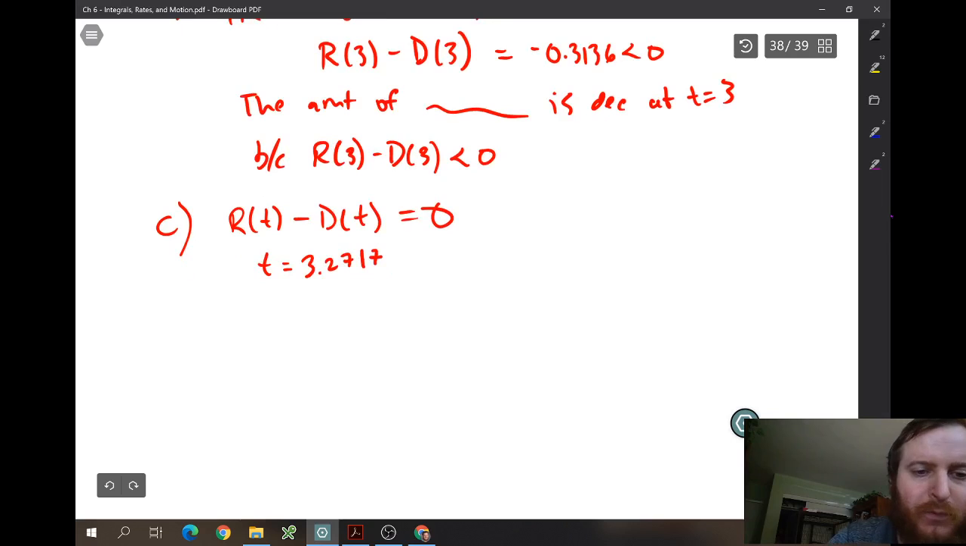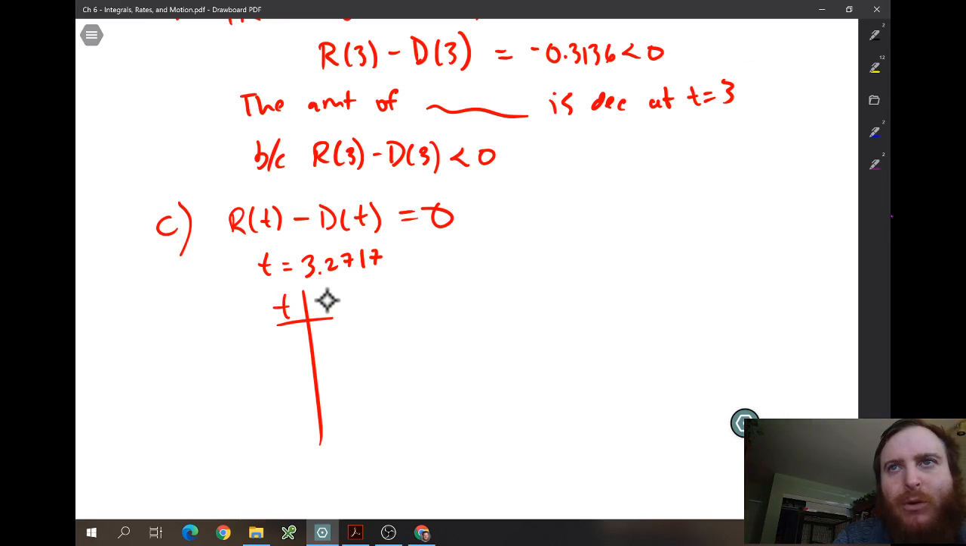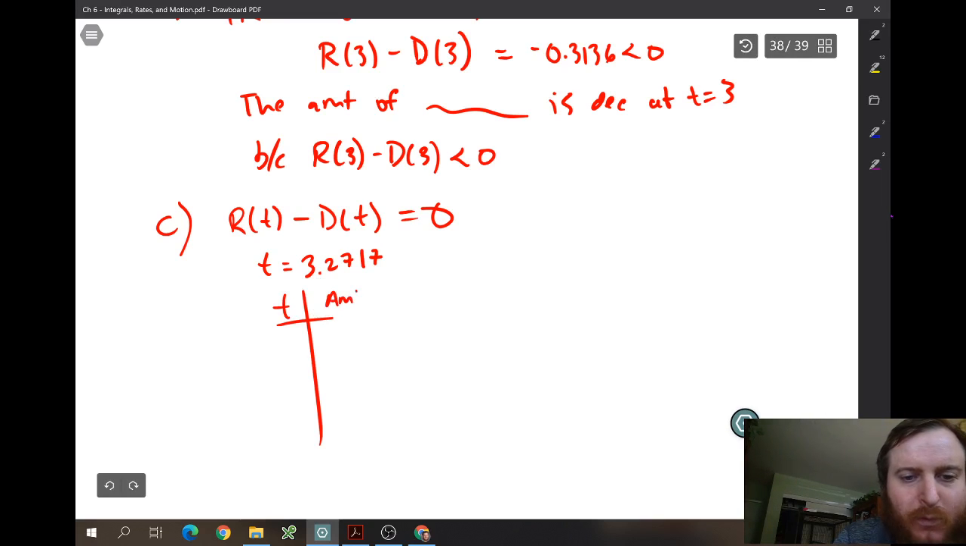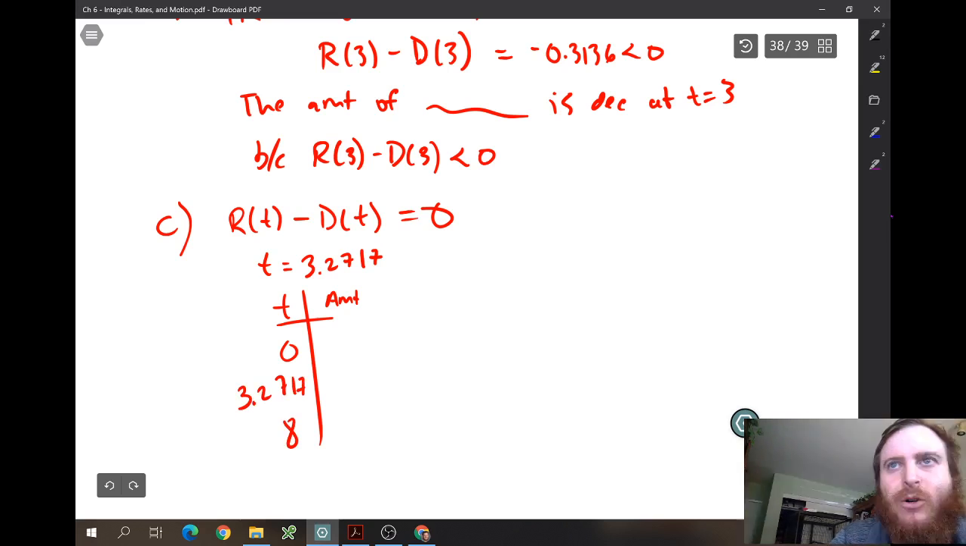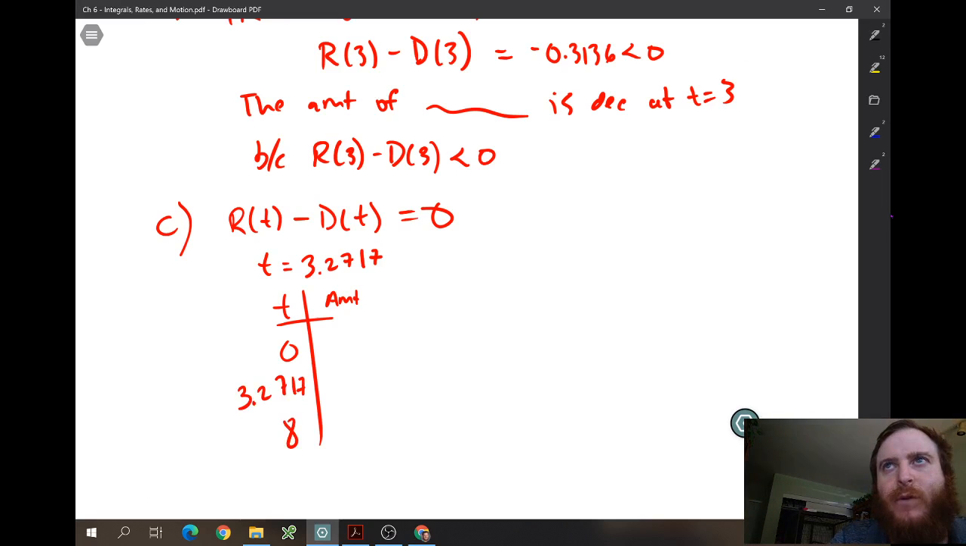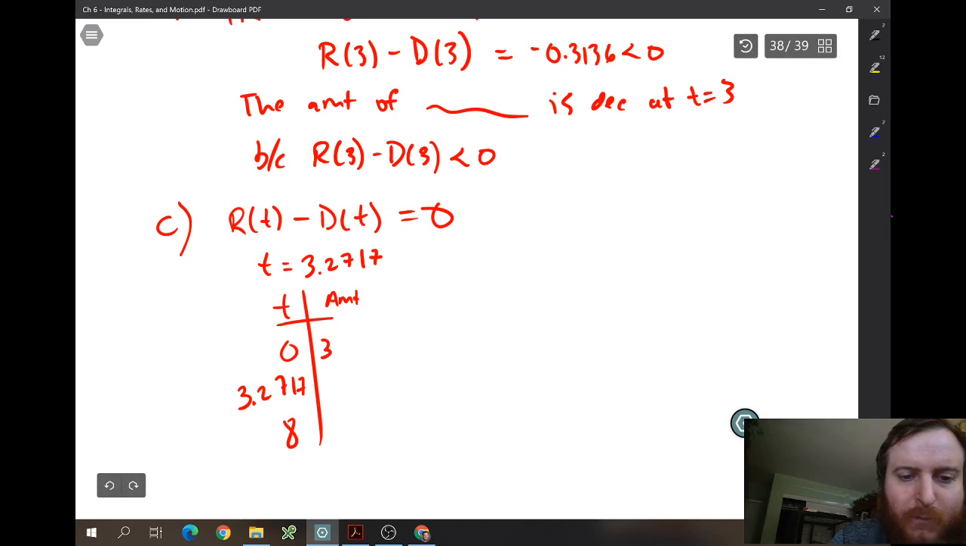Okay, and you also could have done that on the graph, right? You could have typed that whole thing into the graph and used the zero button. And we want t, and then we want back the amount. So I'm just going to put amount. All right, so we have 0, 3.2717, and then 8. 0 they gave to us. They said in the question that at time 0, there were 30 cubic feet. So we know 30.